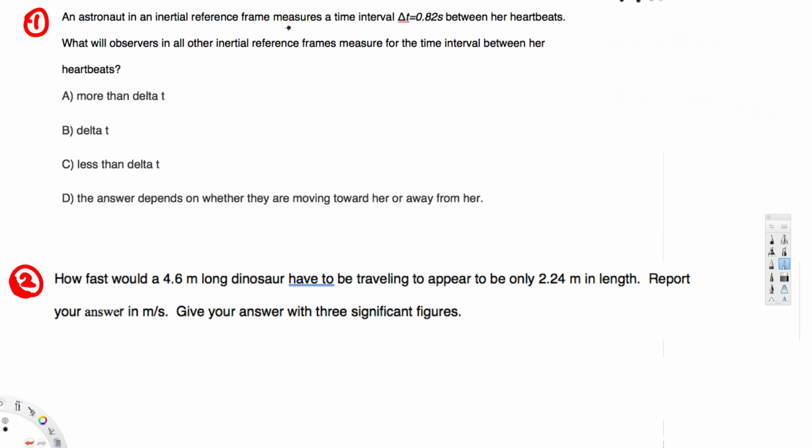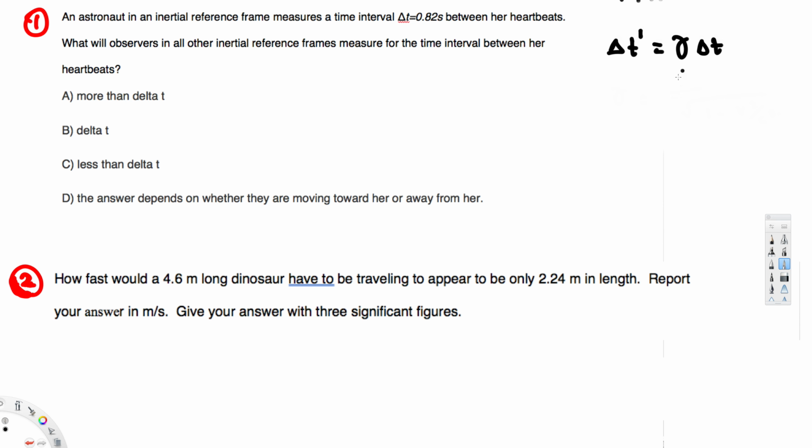And here the first situation we have is the same location as her, and the astronaut measures this heartbeat, right? That's delta t. But when we consider other inertial reference frames, what's going to happen is this delta t is going to be affected by gamma. So we are going to have the time that is longer by gamma. Let's say the new delta t is going to be delta t prime.